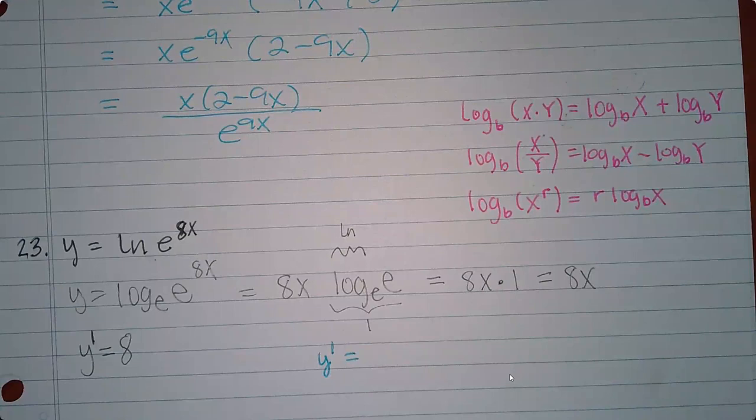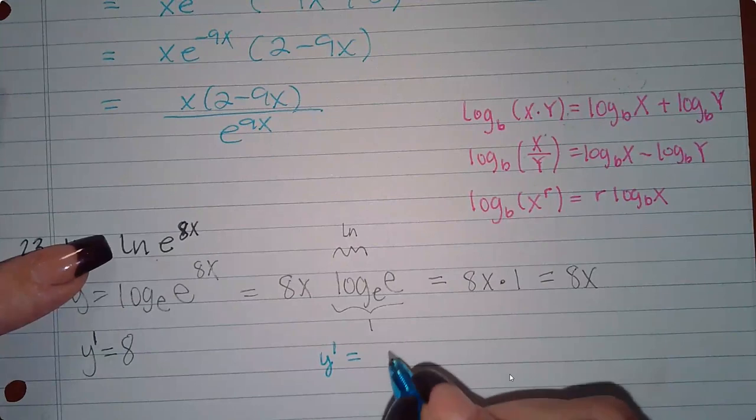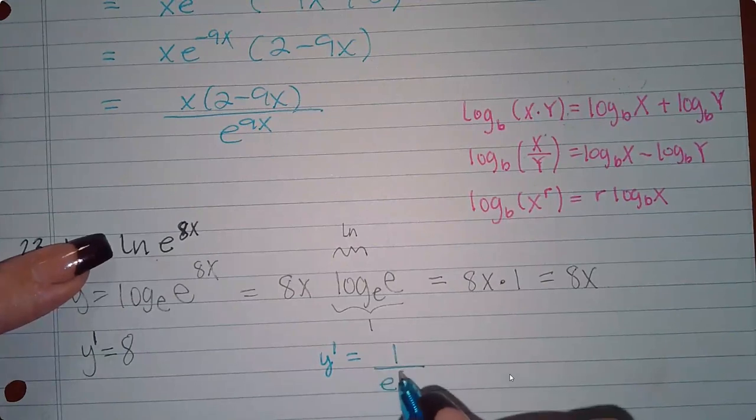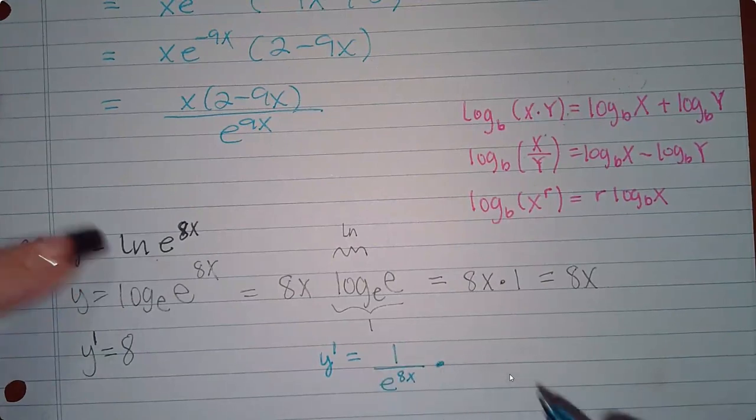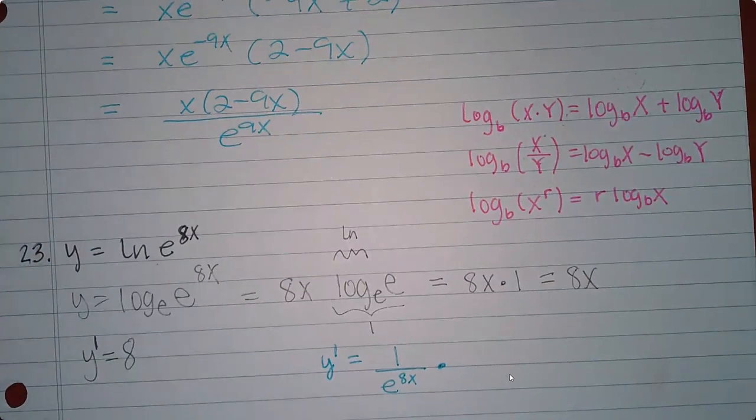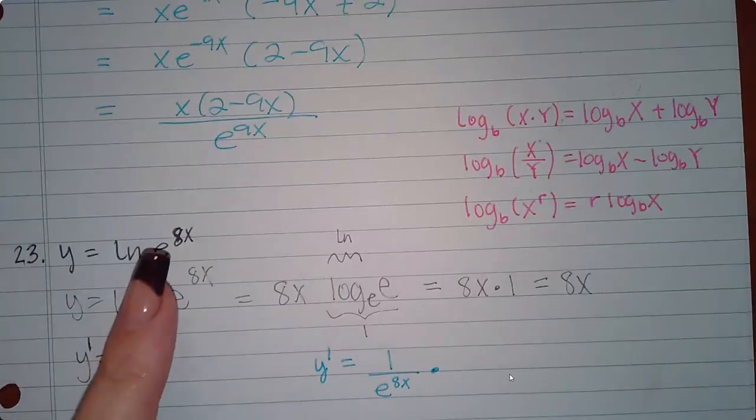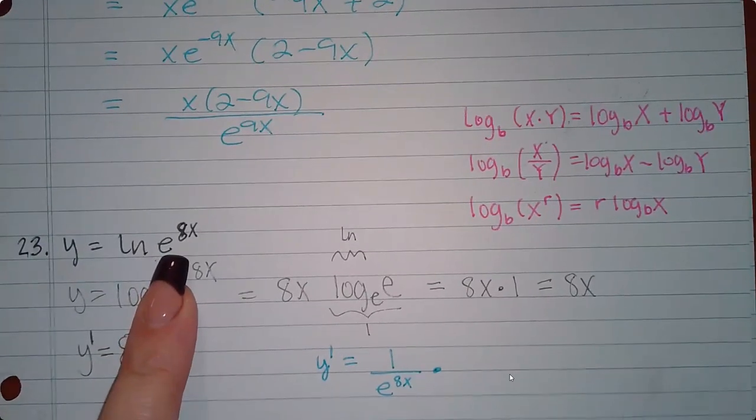Other way around. It'd be 1 over x, okay? So the derivative of ln of an argument is 1 over that argument, okay? But because my argument is not just x, it's e to the 8x, this is not just x, which means I'll have to have a chain rule, right? So yes, the derivative of ln is 1 over the argument. But then I have to multiply by the derivative of that argument. What is the derivative of e to the 8x?